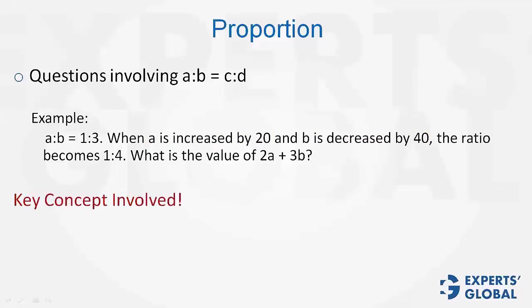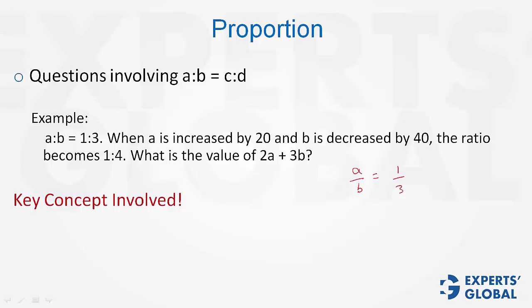This has a key concept involved. The key concept is that if A divided by B equals 1/3, we cannot say that A equals 1 and B equals 3. What we can say is that if A equals 1, then B equals 3. If A equals 1 million, B equals 3 million. If A equals -1,000, B equals -3,000.